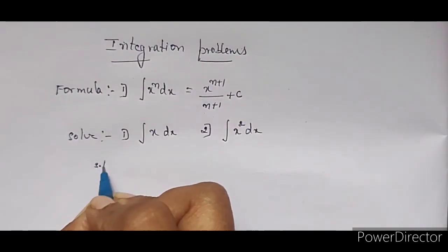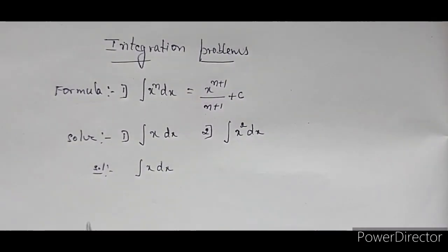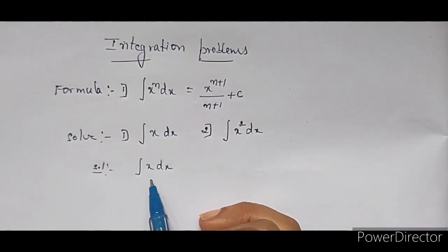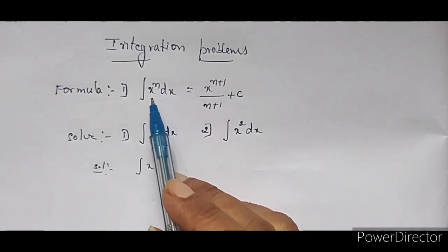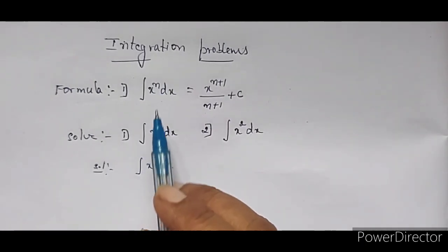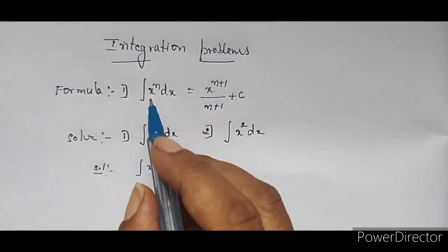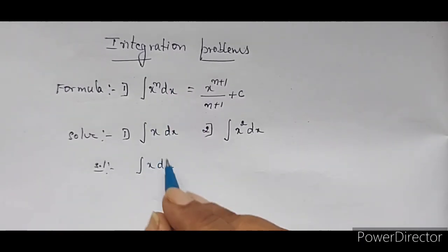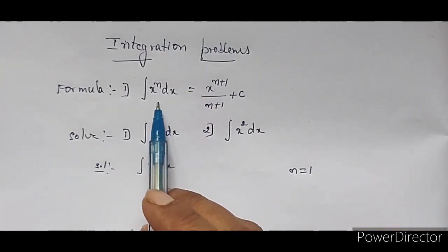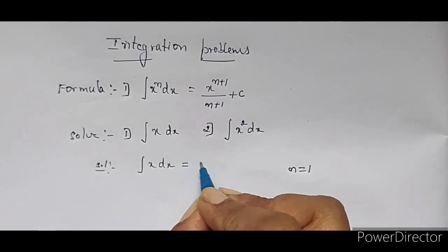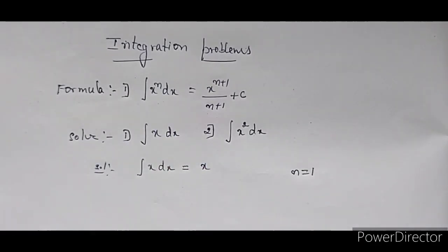Solution. First I'll take the first integral, integration of x dx. Now if you compare this integration of x dx with the standard formula, it is integration of x to the power of n. So here when you compare this x dx with x to the power of n dx, what is n here? When you compare, we get n is equal to 1.